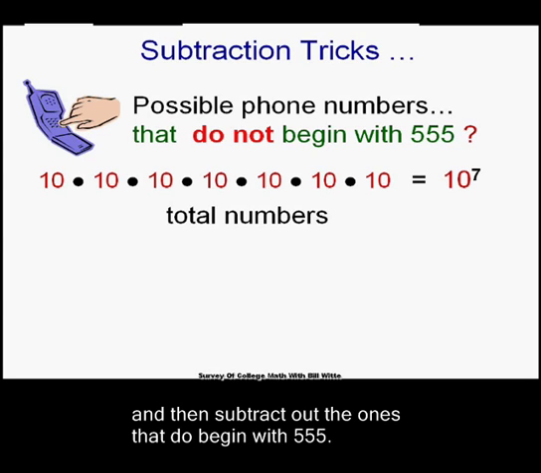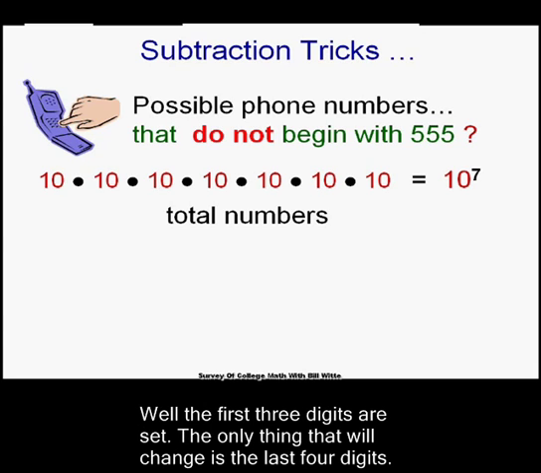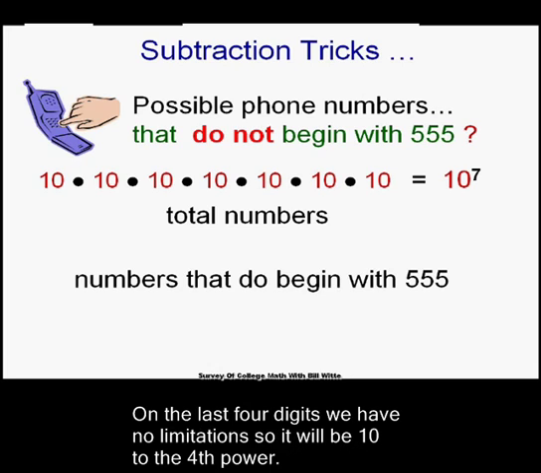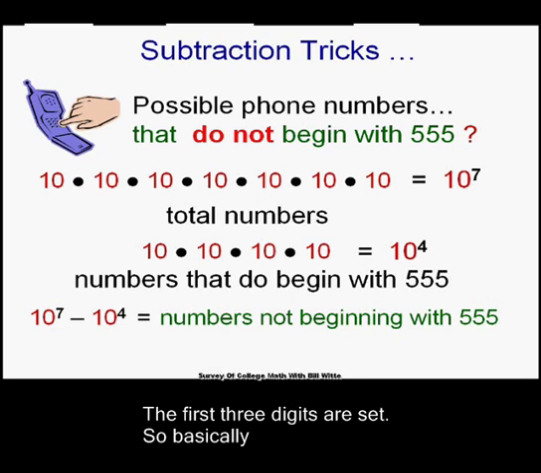Well, how many are there that begin with 555? The first 3 digits are set, 555, so the only thing that's going to vary is the last 4 digits. And the last 4 digits we have no limitation, so it'll be 10 to the 4th power. The first 3 digits are set. So basically, it's going to be 10 to the 7th minus 10 to the 4th.